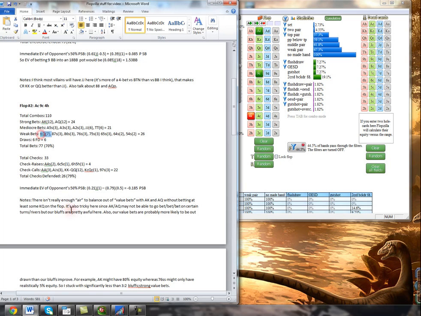Well, we did bet the king-queen. It's also pretty tricky here since ace-king and ace-queen may not be able to go bet on certain turns and rivers, but our bluffs are pretty awful here. Also, our value bets are probably more likely to be outdrawn than our bluffs are to improve.